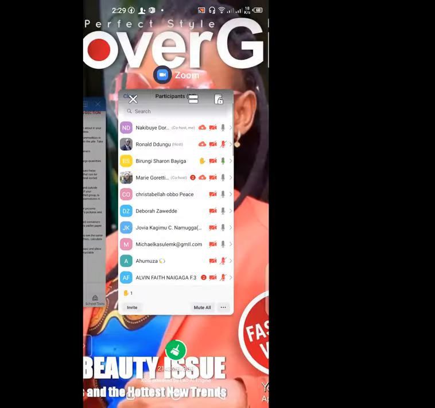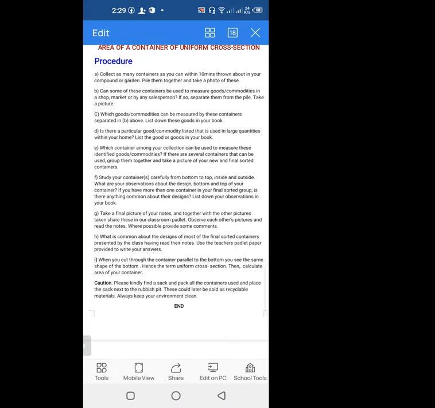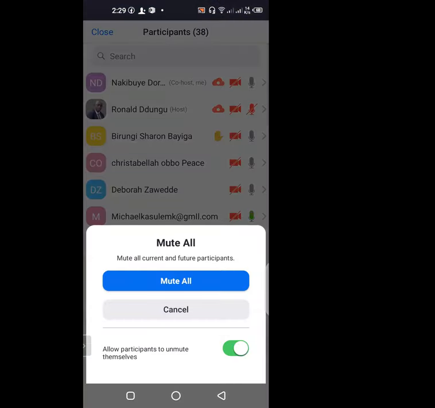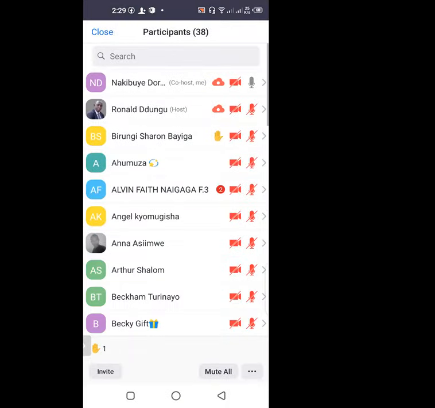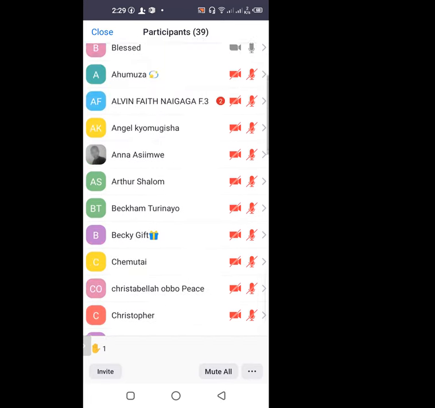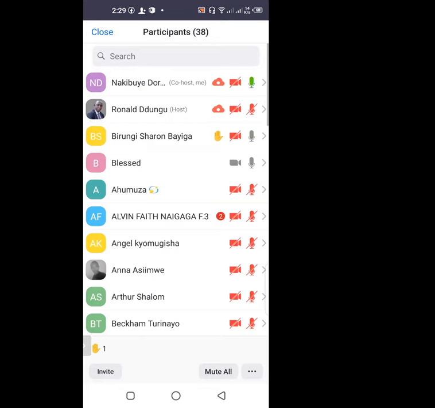Okay, Amanda. Yes, okay. That's what I wanted. If a shopkeeper can put something in it, make sure that container is separated from the other ones. There can be 2, 3, or 1. And take a picture. I'm seeing some hand here. Birunji, do you have a question? Yes. Okay, I'm seeing your hand is up.